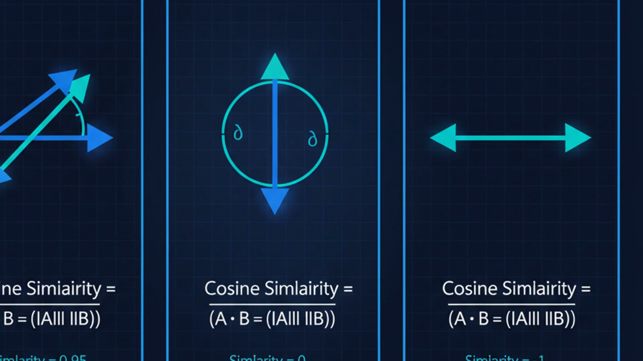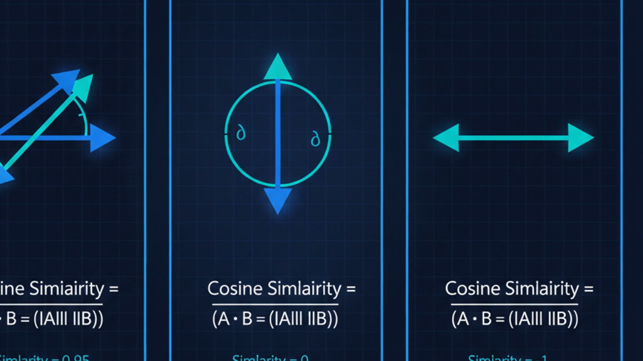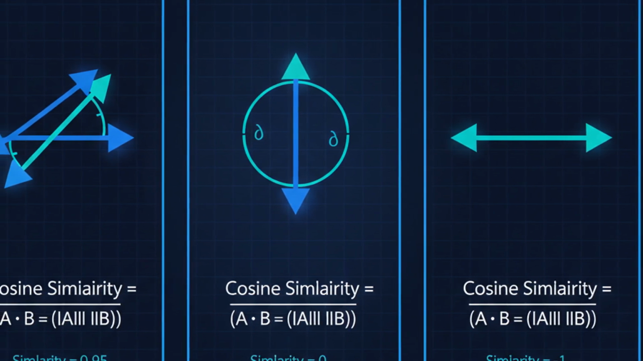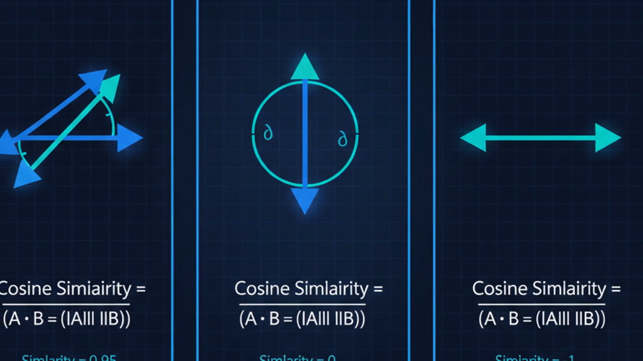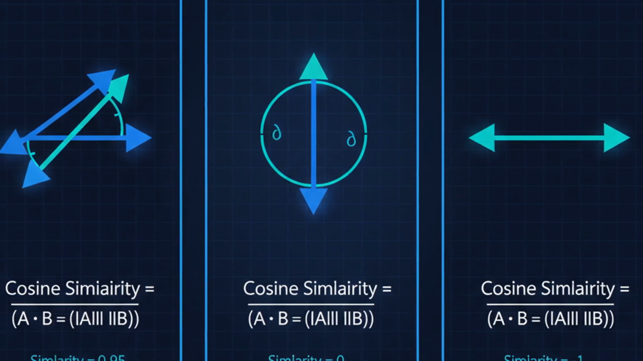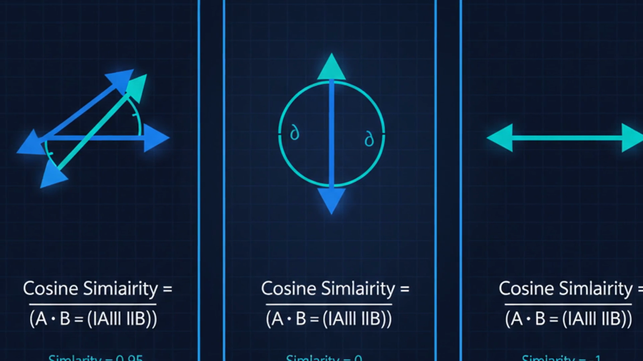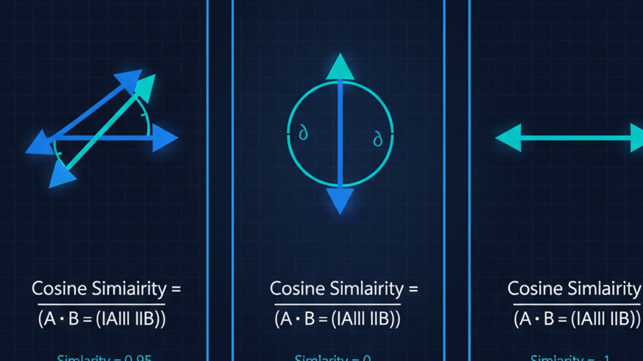How do we measure if two vectors are similar? The most common metric is cosine similarity. It measures the angle between two vectors, ignoring their magnitude. Vectors pointing the same direction have similarity of 1. Perpendicular vectors score 0. Opposite directions score negative 1. Why cosine over Euclidean distance? Because we care about semantic direction, not scale.